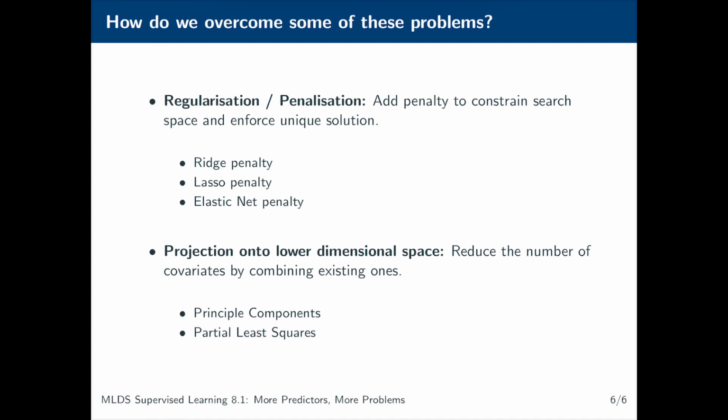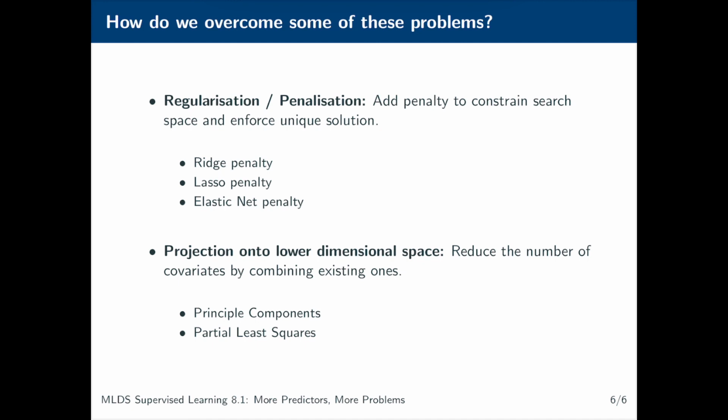So we've introduced a lot of problems that arise as the number of predictors becomes larger. In the rest of this week, we're going to focus on ways that we can overcome some of these problems. In particular, we're going to focus on two different classes of technique. The first is called regularization or penalization. These are two equivalent terms for adding a penalty to constrain our search space and enforce there to be a unique solution to this collection of simultaneous equations. We'll consider several different forms that this penalty might take and the properties of the resulting models that they give. In particular, we'll look at the ridge, the lasso, and the elastic net penalties.